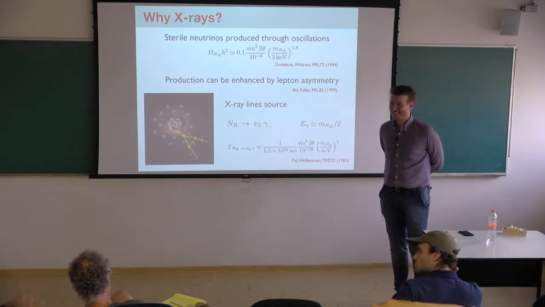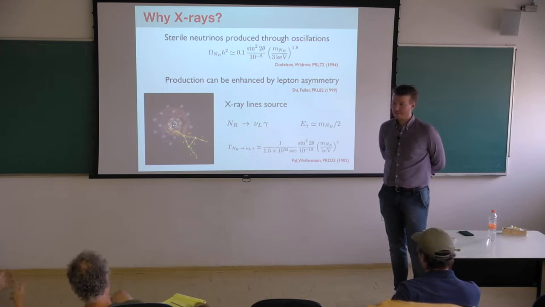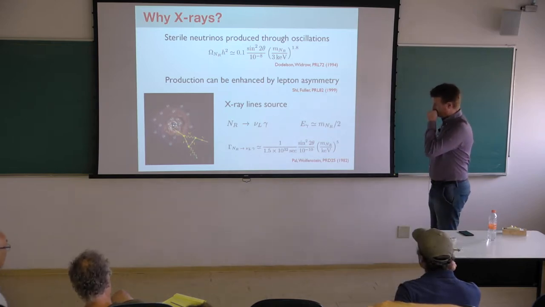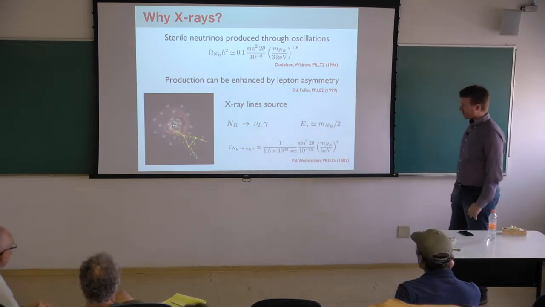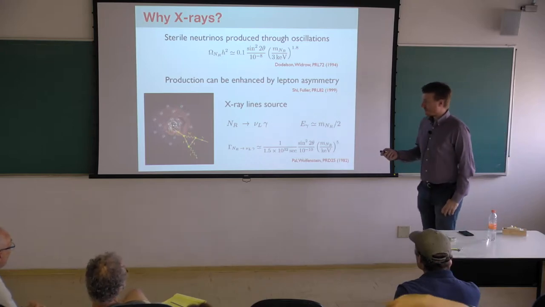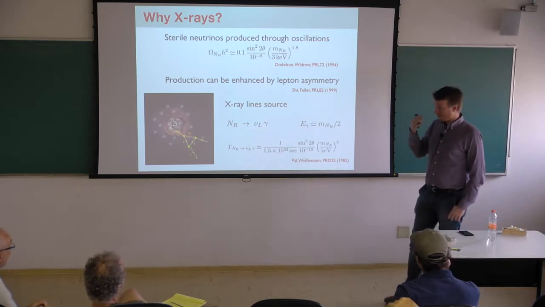Since the sterile neutrino lifetime is larger than the age of the universe, do you need some original density of sterile neutrinos to have visible photons? It depends, are you talking about how many you need for the 3.5 keV line or in general?